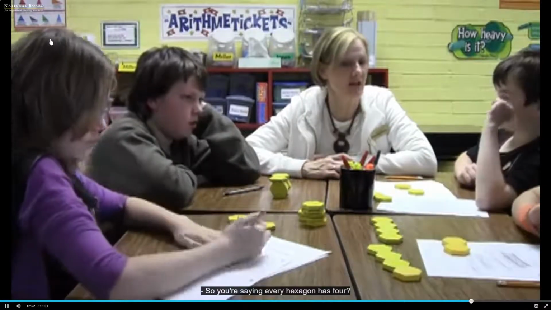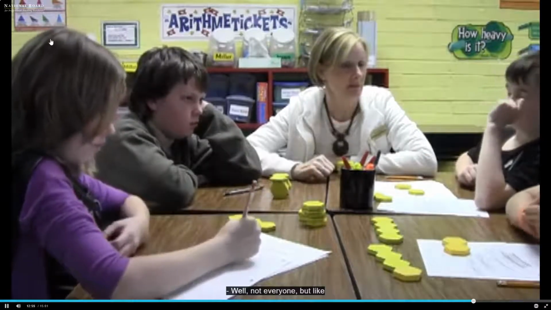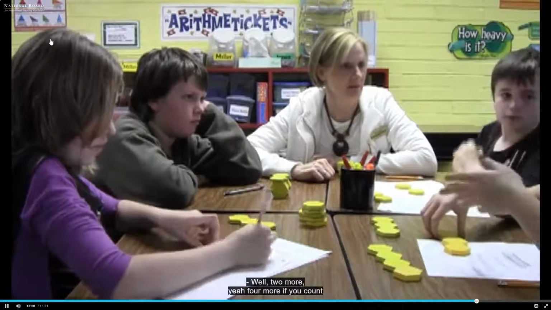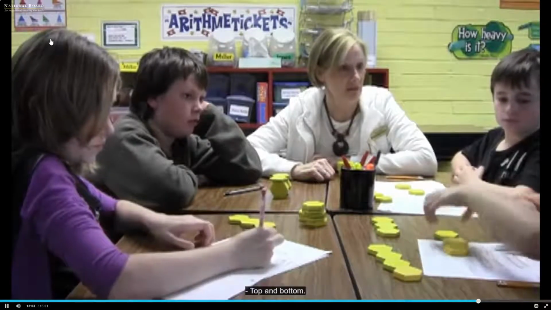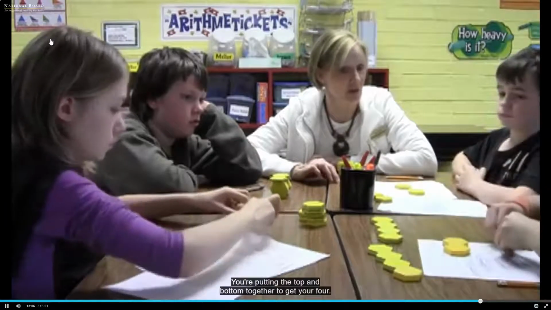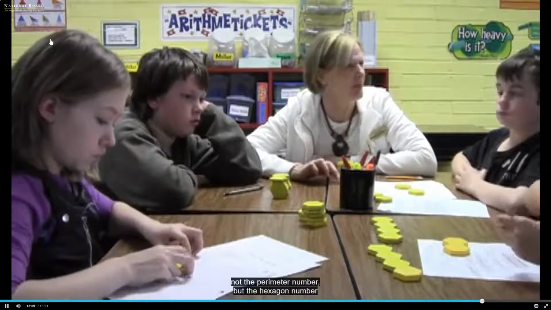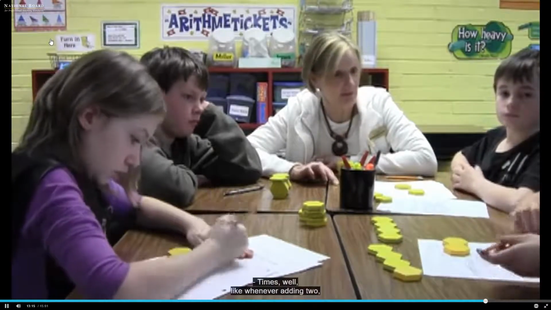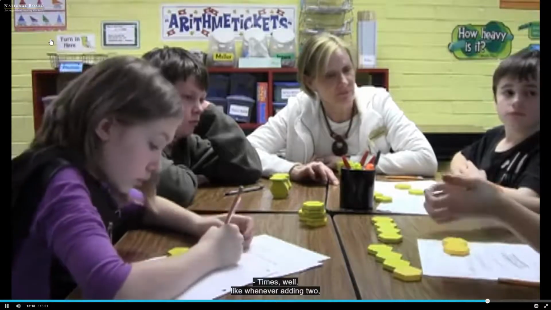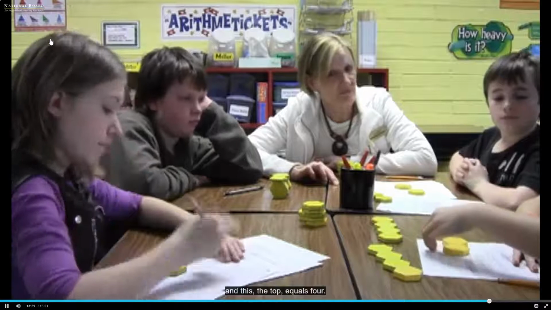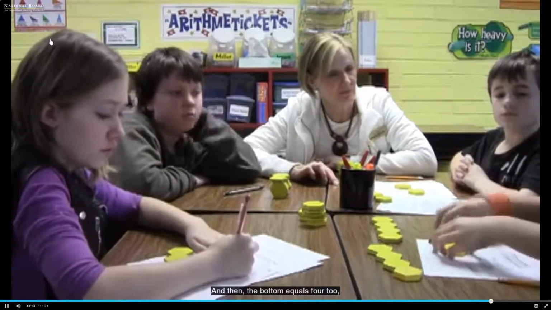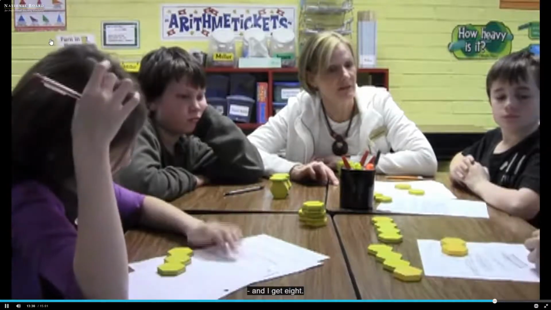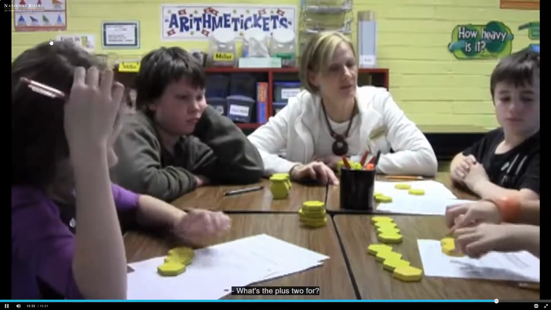So you're saying every hexagon has 4? Well, not every one, but every time that I add a block... You're adding 4 more? Well, 2 more, like, yeah, 4 more if you count top and bottom. You're putting the top and the bottom together to get your 4. And so you're saying the hexagon number, not the perimeter number, times 4. Well, whenever I do 2, the top equals 4, and then the bottom equals 4 too, but I multiply that times 2. Oh, I see. So 8, and then plus 2 equals 10. What's the plus 2 for? Plus 2 is for the sides.